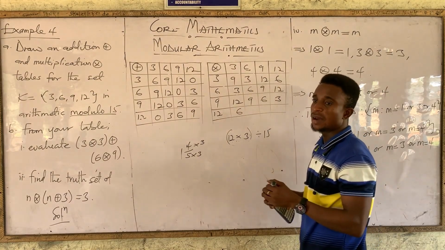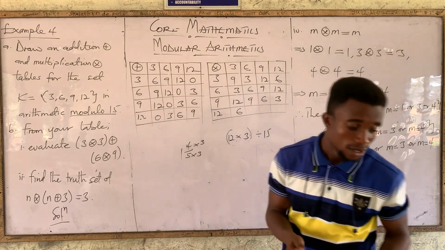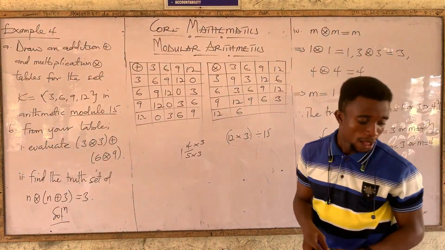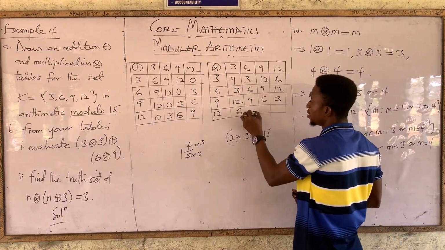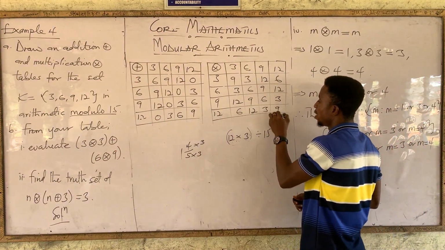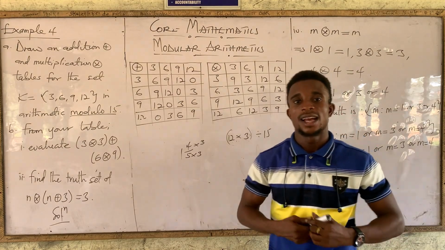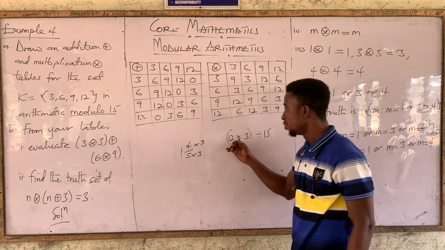So fill the remaining ones for me, and if you fill them, you should be able to get 6, 12, 3, 9. 12, 3, and 9. Are we getting that? So that is that. So you can use the calculator.